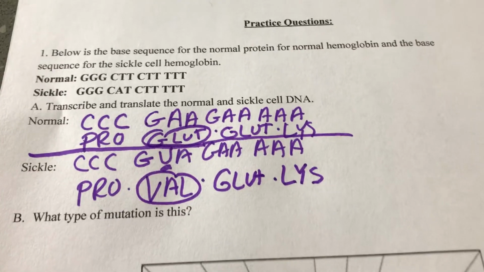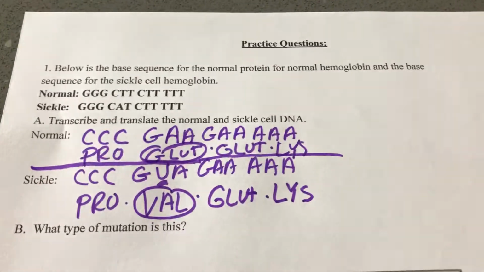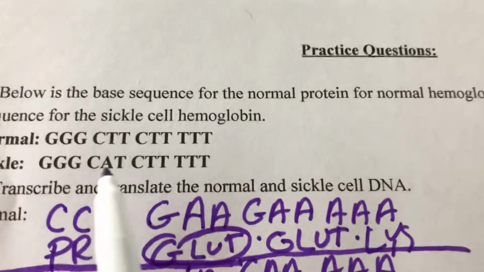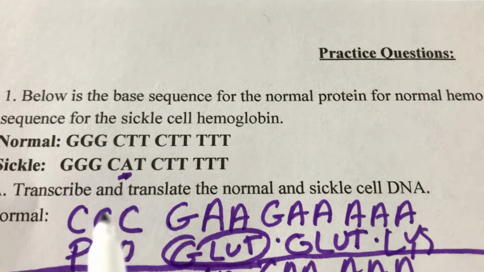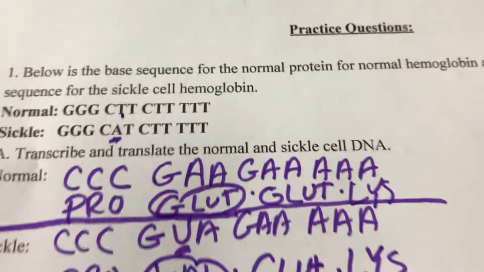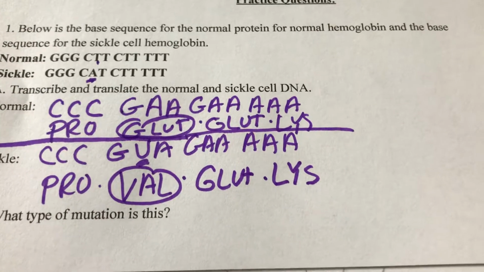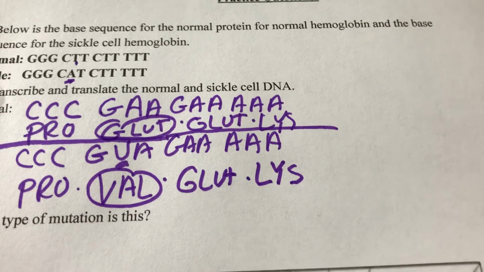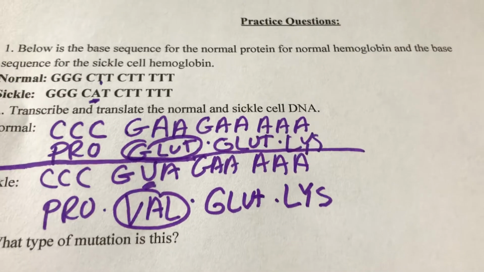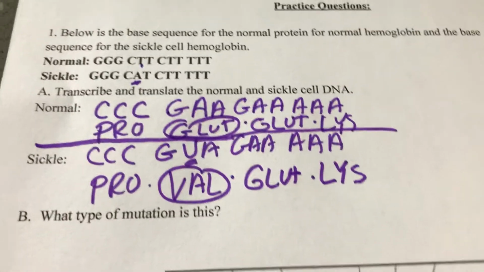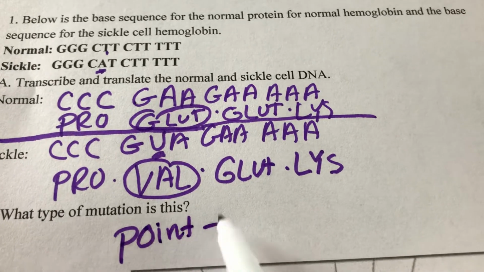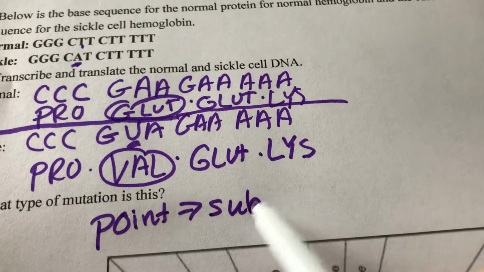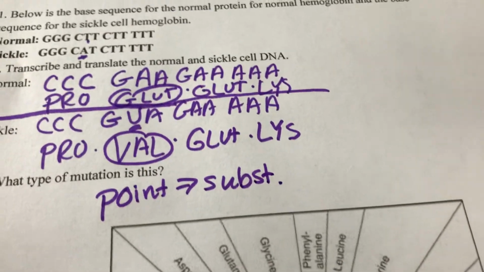So a single change in the DNA, which happened right here, a point mutation, substitution, where an A was substituted for a T, causes a change in the transcription, which is the mRNA, and then a change in the protein sequence. What type of mutation is this? It's a point mutation, specifically called a substitution.